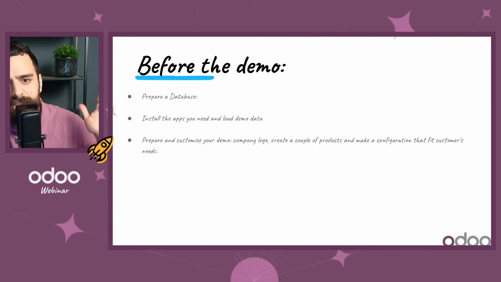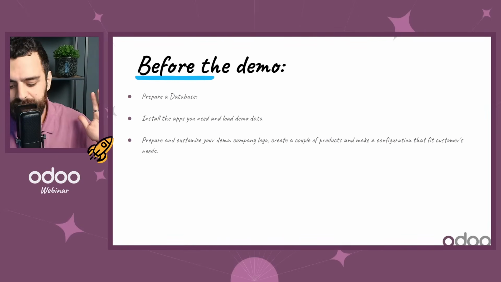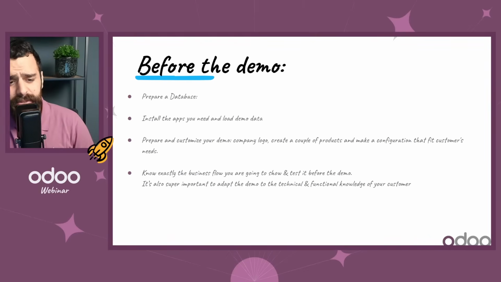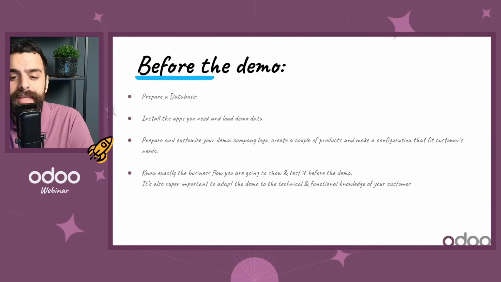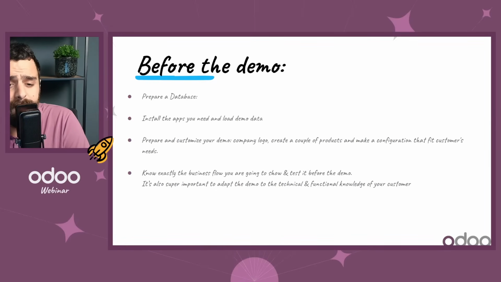Rather than doing just a general demo, for example, whichever customer I have, I'm going to use this database. And knowing exactly the business flow that you are going to do and show. So I always like to have a pen and paper. Again, same thing as a discovery call, just knowing what I need to demo and what are the things that I need to show the customer. And it's also super important to adapt to the technical and functional knowledge of the customer. So many people don't know technicalities. So many people don't know ERPs.